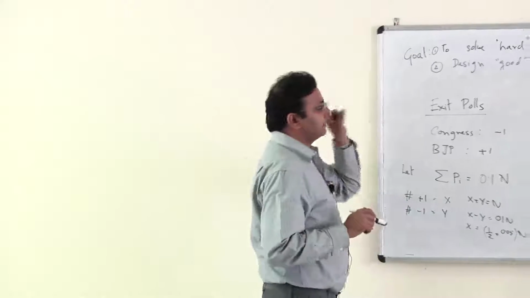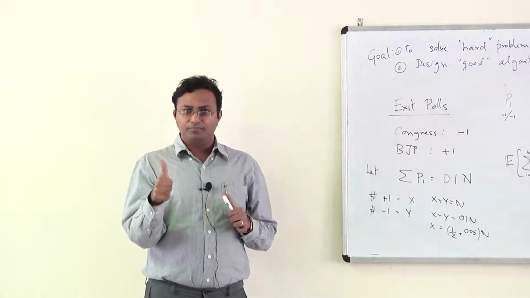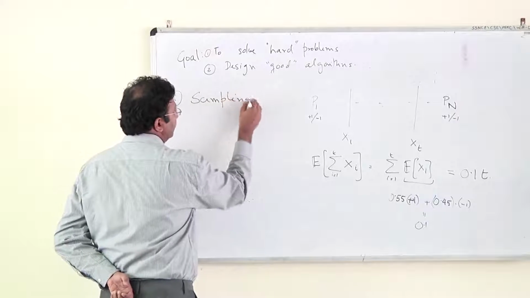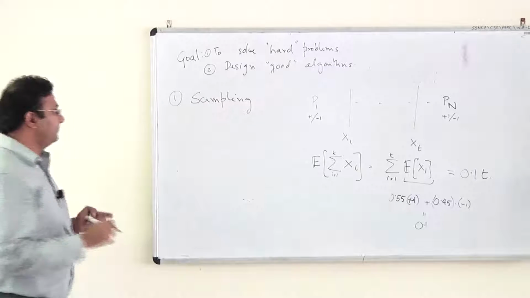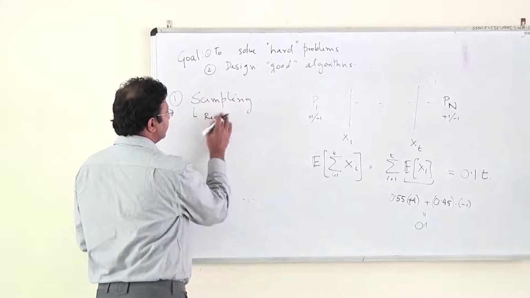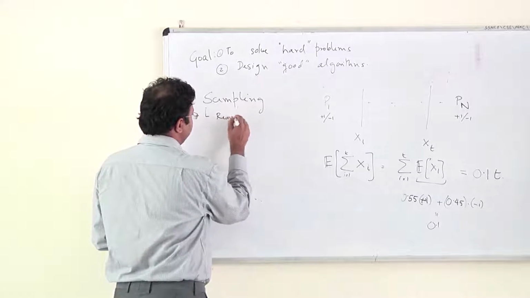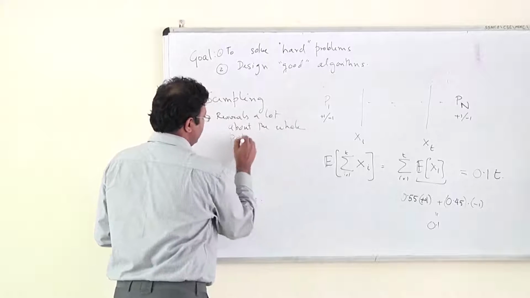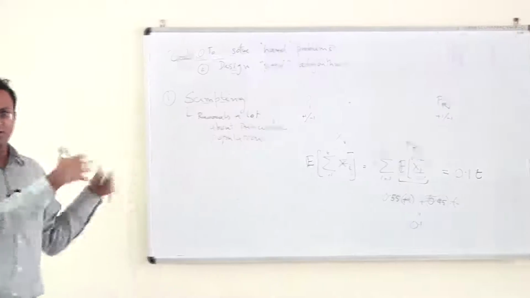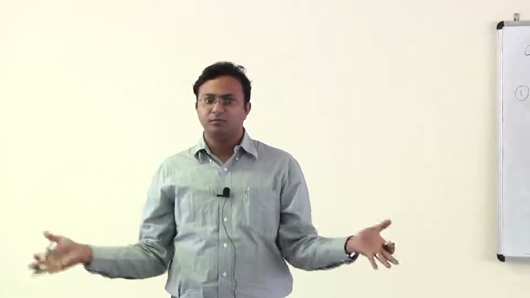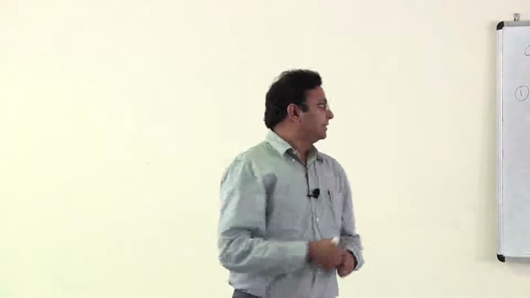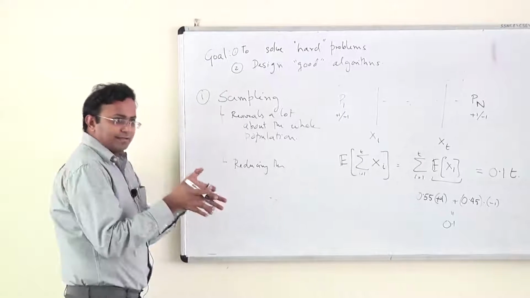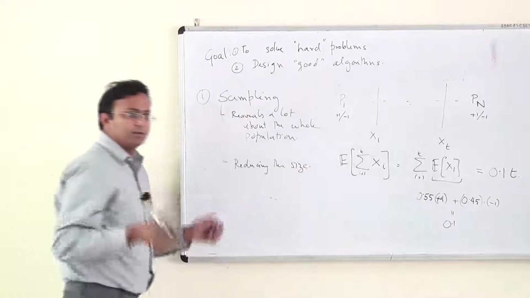So there are two things that are important here, again. First of all, number one thing to note, this is called sampling. Sampling is very powerful. Why? First case, it reveals a lot about the whole population. And when I say population, I really don't mean always exit polls, but any data. Secondly, by doing sampling, you are reducing the size, which means that you are getting a quicker solution.